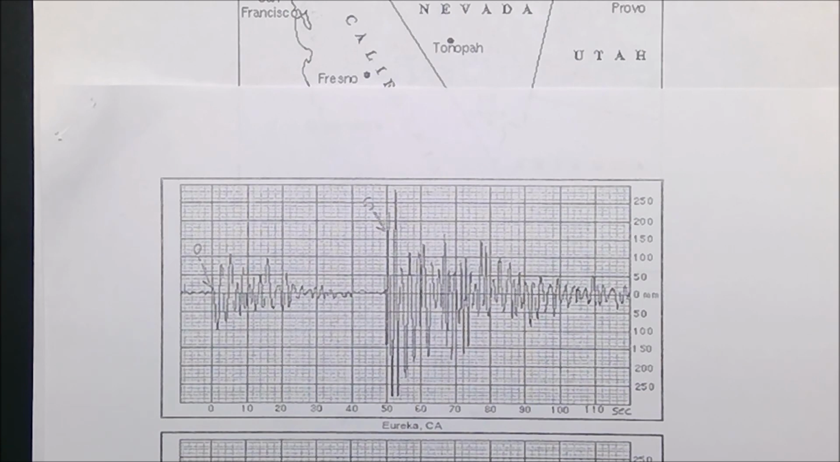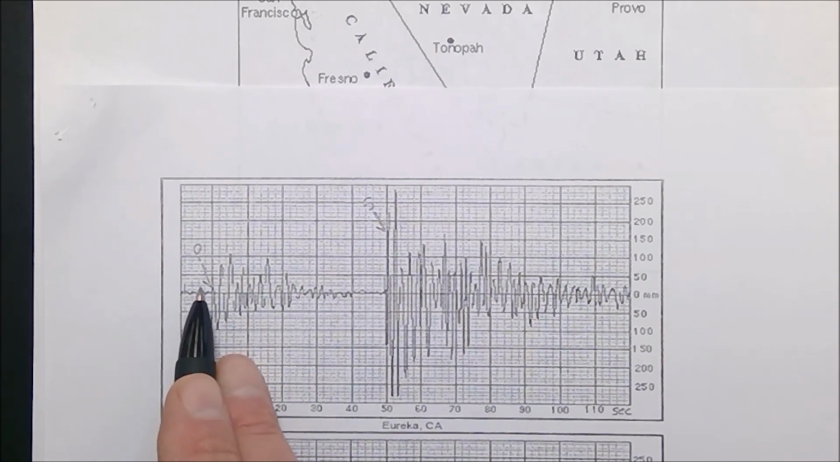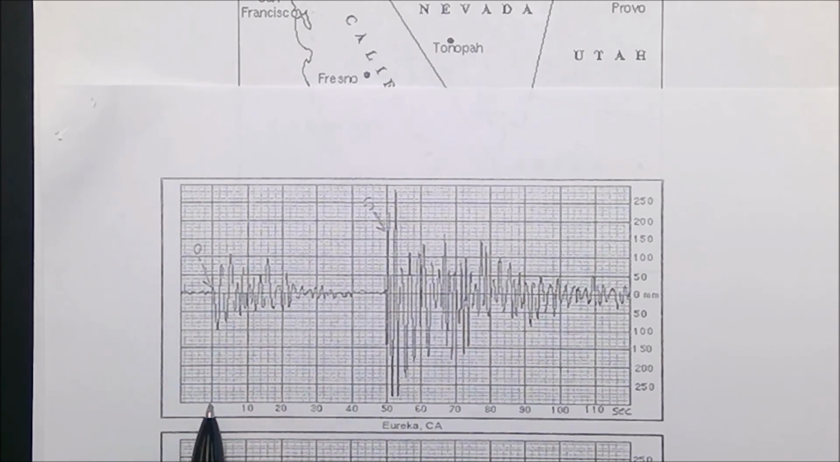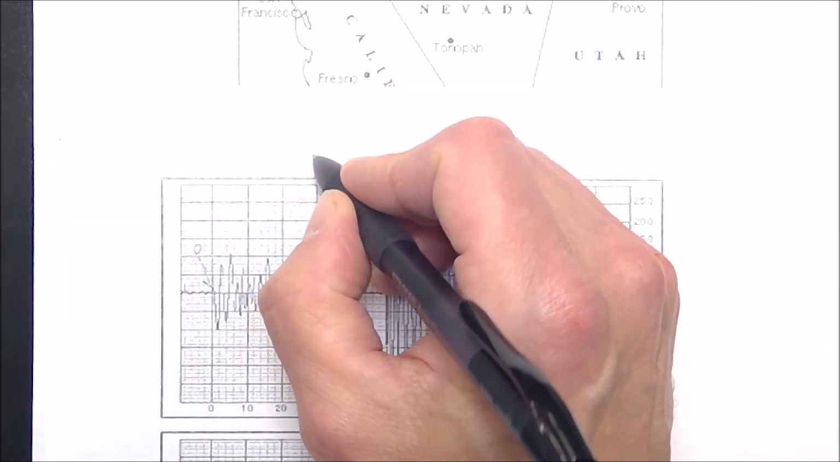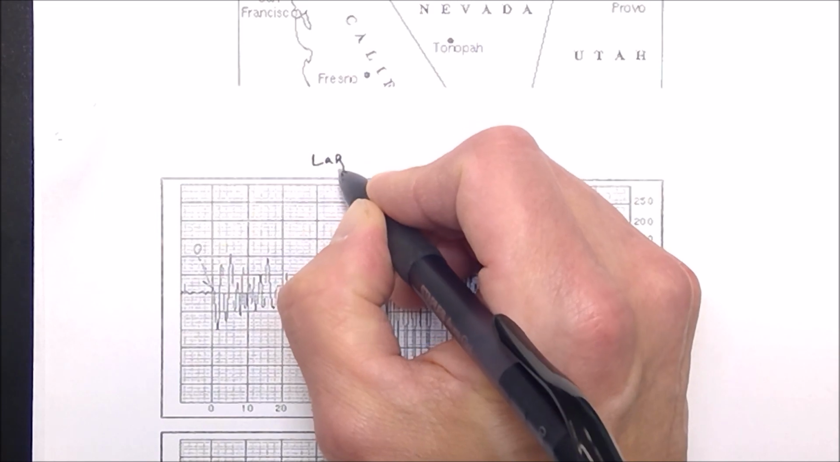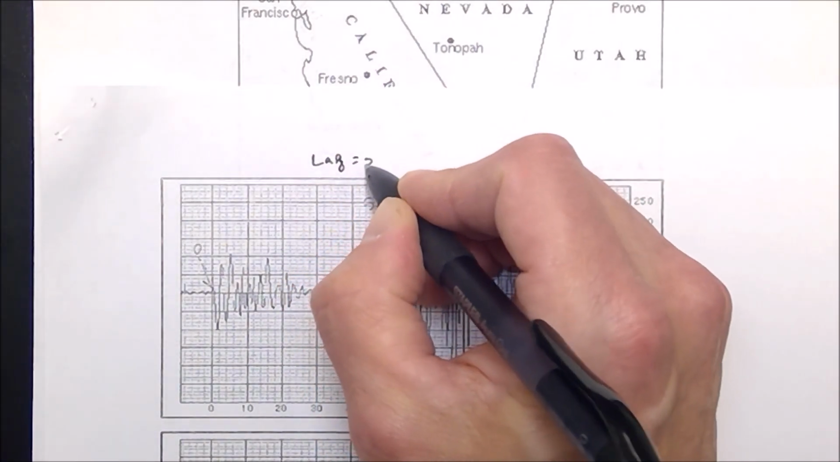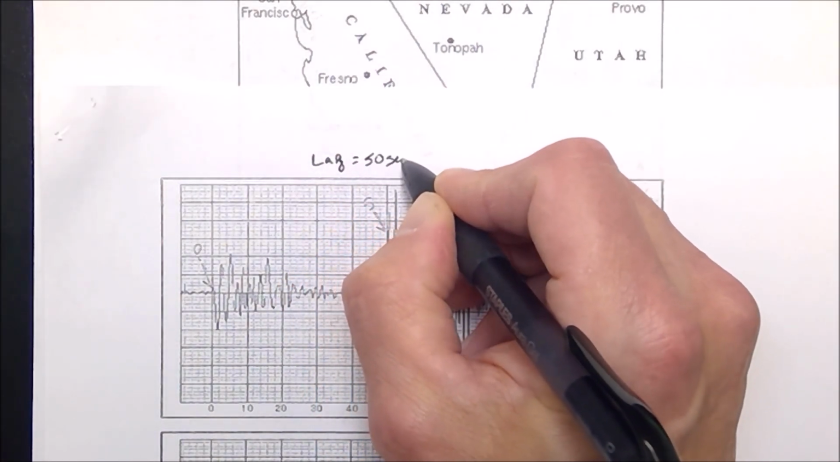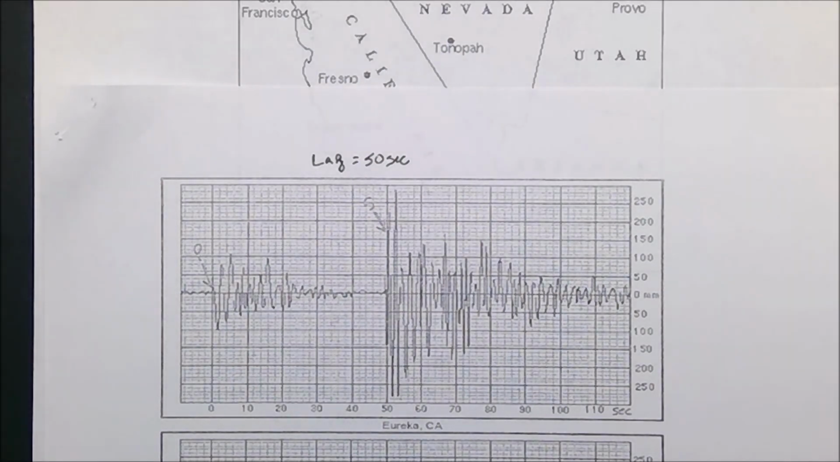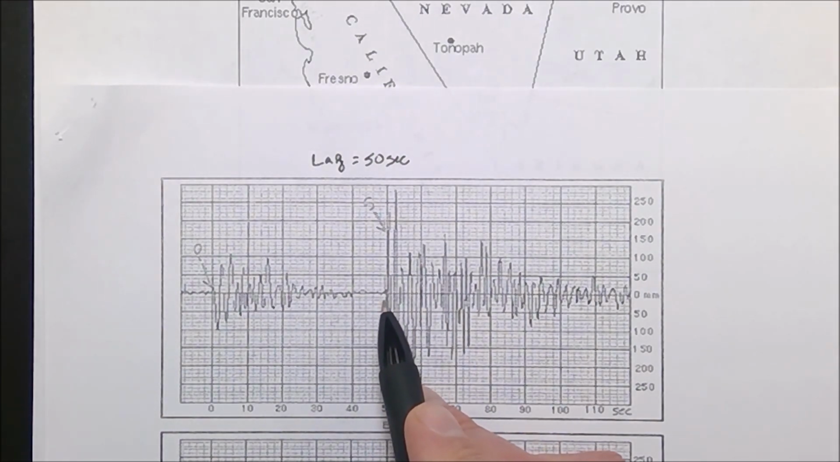So for the first station here for Eureka, the P wave is always going to be at 0 for this activity. So the S wave is at 50. So I'm getting a lag for this one of 50 seconds, which you'll record on the other page on the chart. To find the magnitude, the S wave comes second because it's slower.